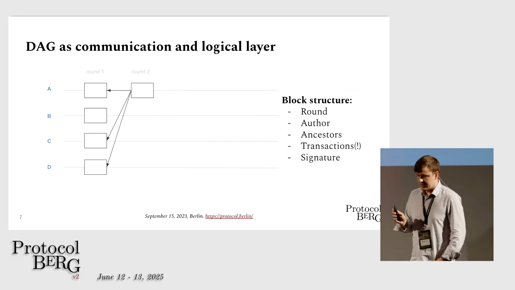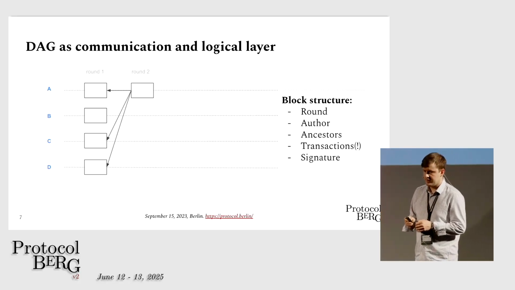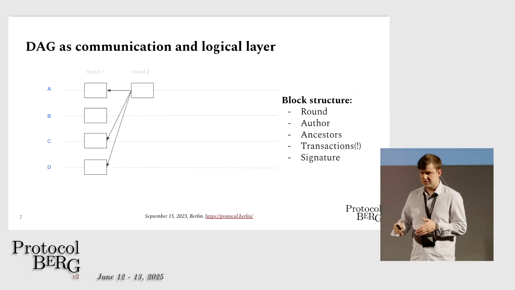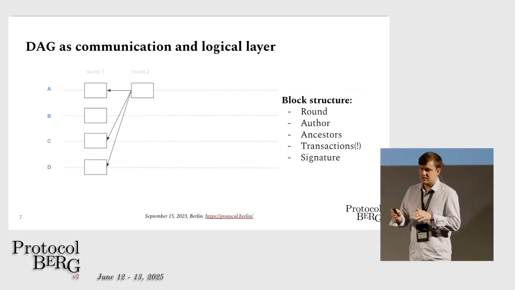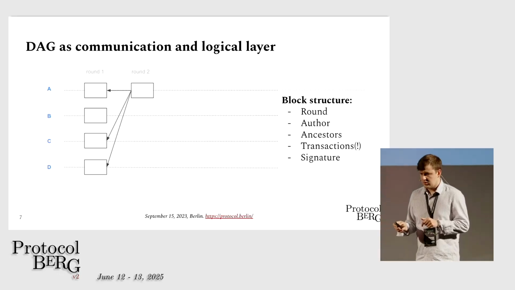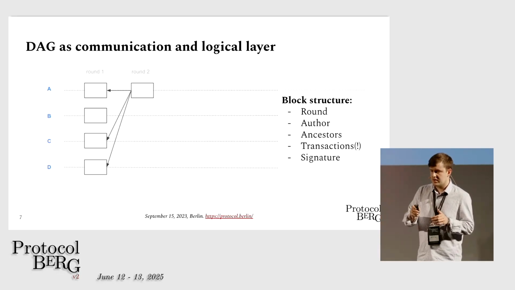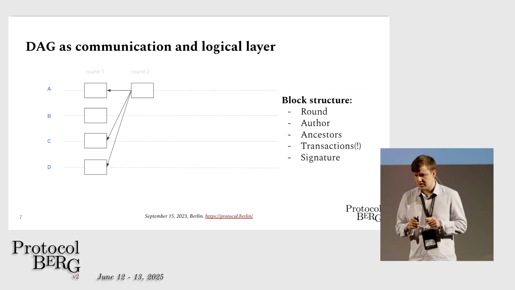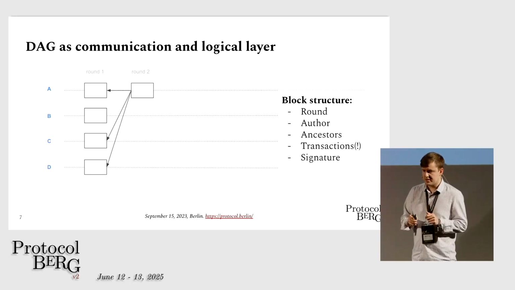So in the solutions that I'll describe, we will use a directed acyclic graph as a communication and logical layer. And basically, we will come to a decision on how to sequence all the transactions using one data structure. Inside one block, we typically have several fields, like which round, who is the author of this block, who are the ancestors, who are the parents, probably transactions, probably transaction commitments, and we also have a signature.